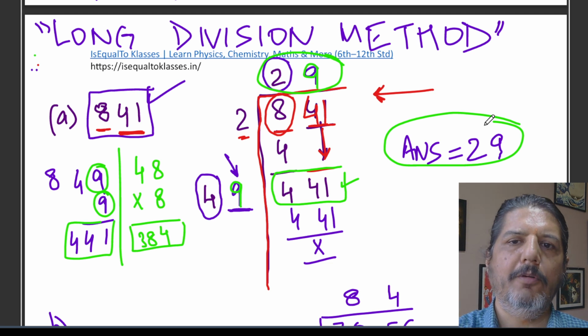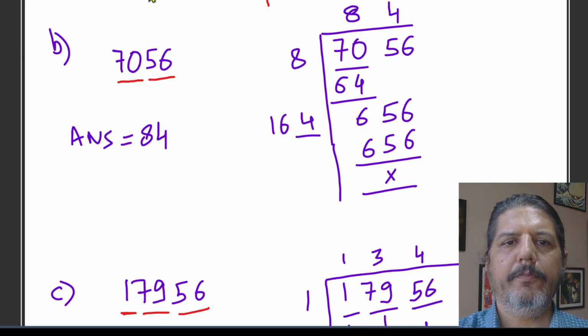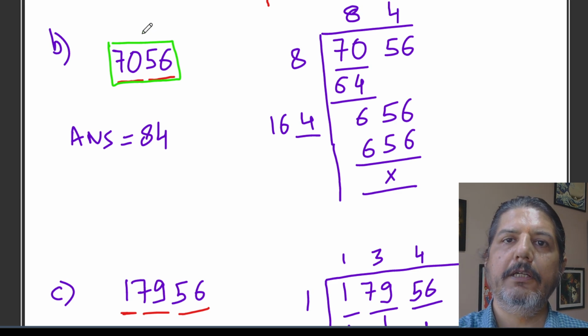At first, it seems complicated, and that is why I have taken 2-3 examples. So please follow along. Let's go to the second example. Let me find the square root of 7056 using the long division method.